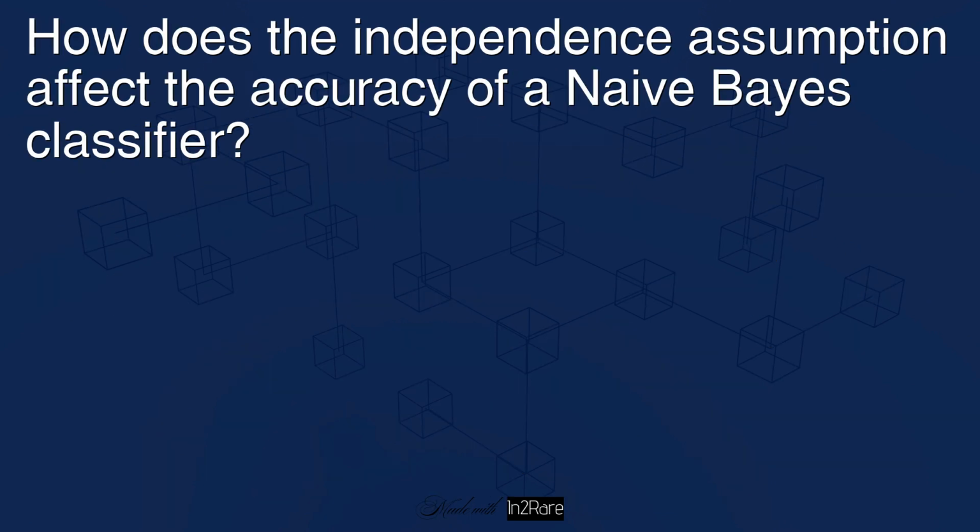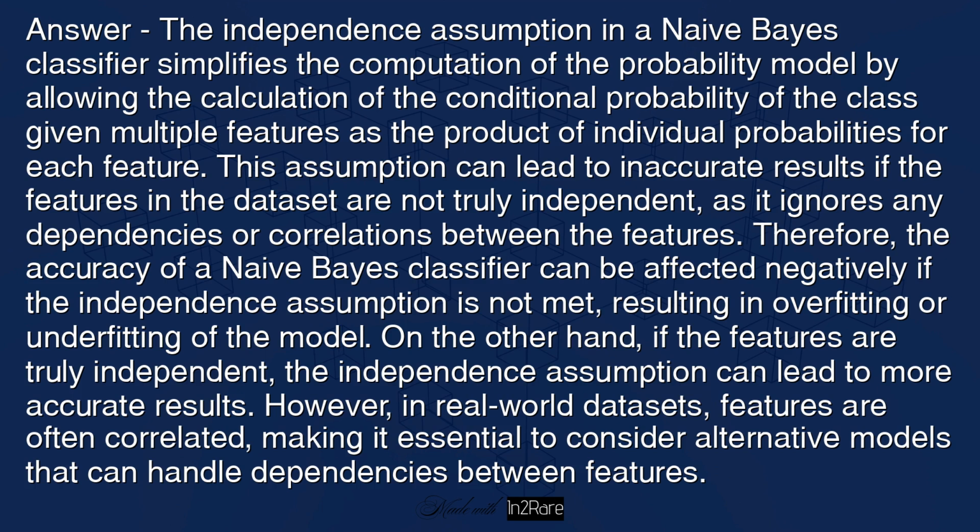How does the independence assumption affect the accuracy of a naive Bayes classifier? Answer: the independence assumption in a naive Bayes classifier simplifies the computation of a probability model by allowing the calculation of the conditional probability of the class given multiple features as the product of individual probabilities for each feature. This assumption can lead to inaccurate results if the features in the dataset are not truly independent, as it ignores any dependencies or correlations between the features.